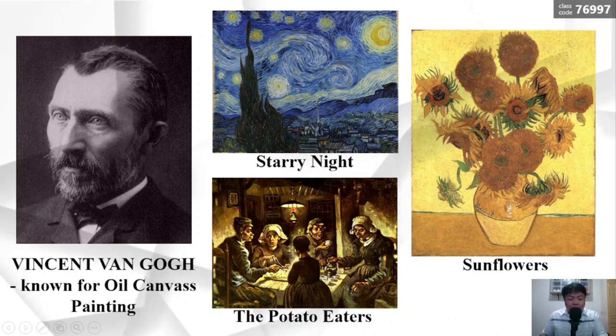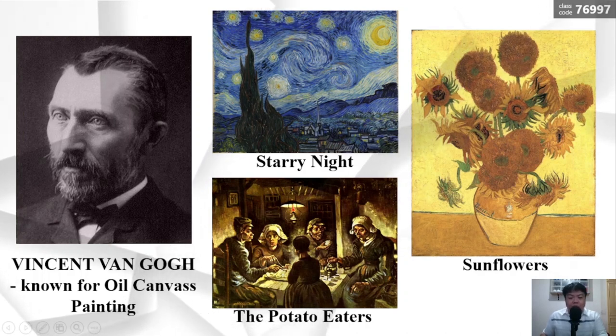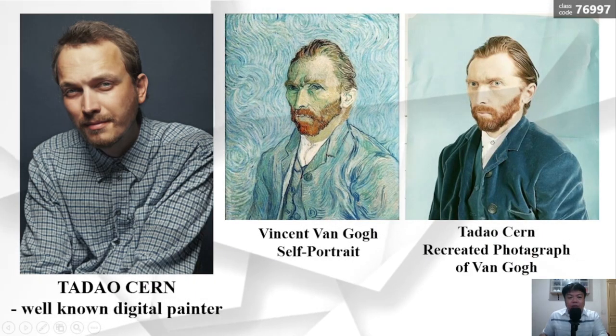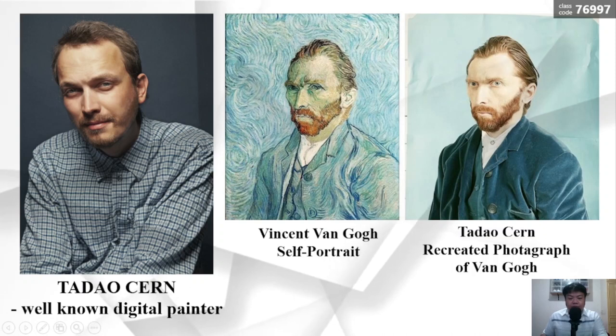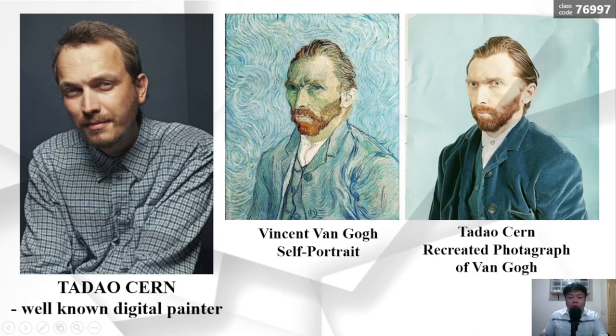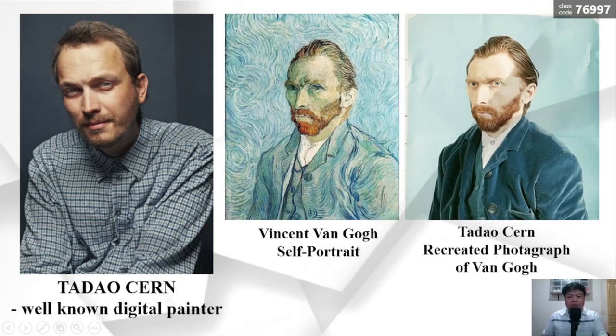We have Vincent van Gogh, known for oil canvas painting. His works include Starry Night, The Potato Eaters, and Sunflowers. This is Tadao Cern, a well-known digital painter. He created a photograph of Van Gogh that looks like the self-portrait of Vincent van Gogh.